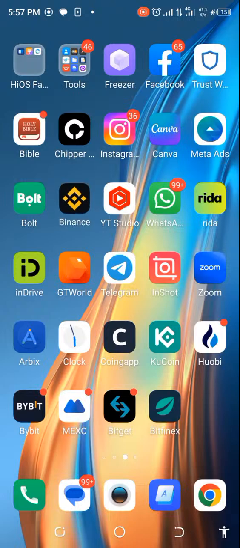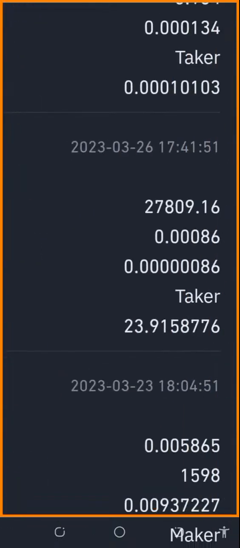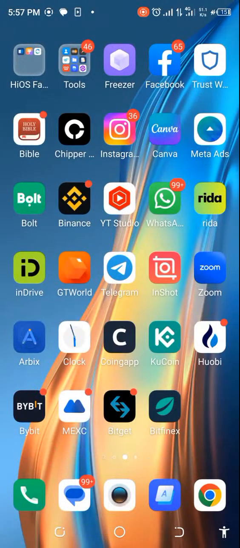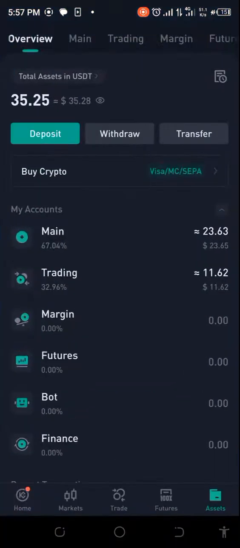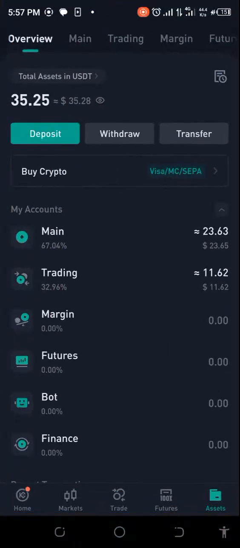Let me see what the fees are again. Was there a fee? Yes, there was a fee, a very small amount of fee. So let's just say 23.9. So let's go back to KuCoin and see what we have here. So what we have returned is 23.65 or 23.63 approximately. Let's just say 23.6. So like about 30 cents or 25 cents.